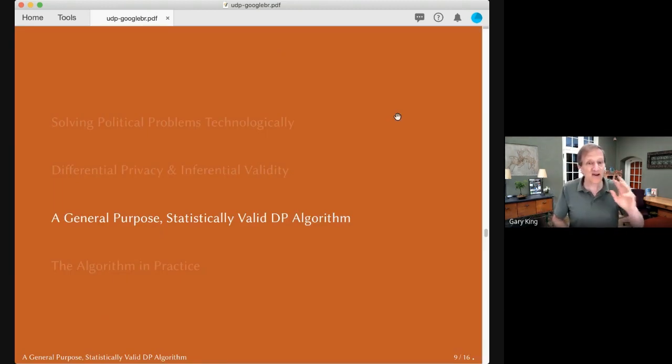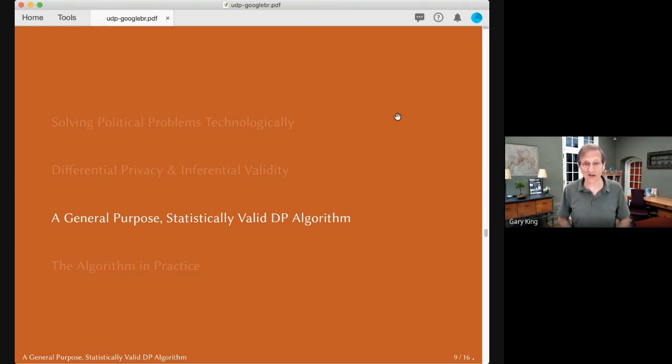Okay, so here's an algorithm that the four of us came up with that is statistically valid, and it is general purpose, which means that you can run almost any statistical procedure and estimate almost any quantity of interest within this. It will be differentially private, and it will be statistically valid, by which I mean it will be approximately unbiased, and we will have appropriate uncertainty estimates.